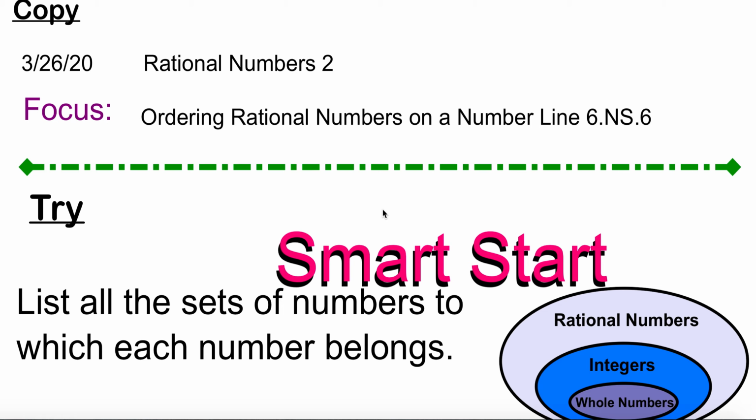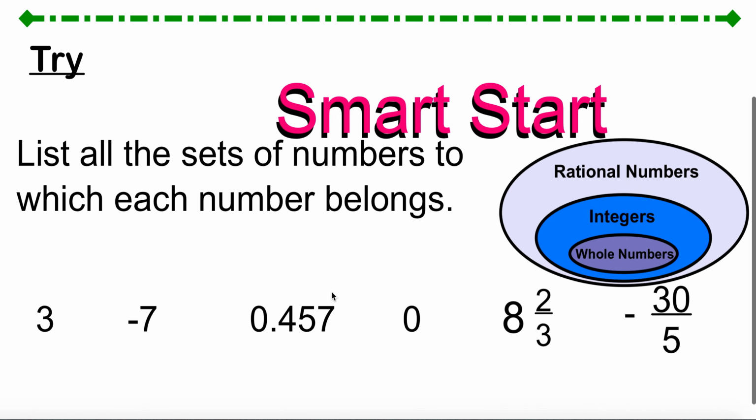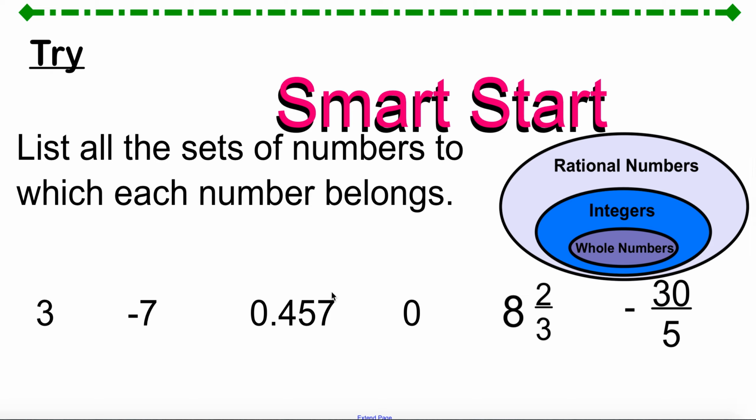Today you'll be learning ordinary rational numbers on a number line. Standards are 6 and S6. Try. Use your notebook. Try these problems here. List all the sets of numbers to which each number belongs. So we have rational numbers, integers, and whole numbers. Here is the list of the numbers.